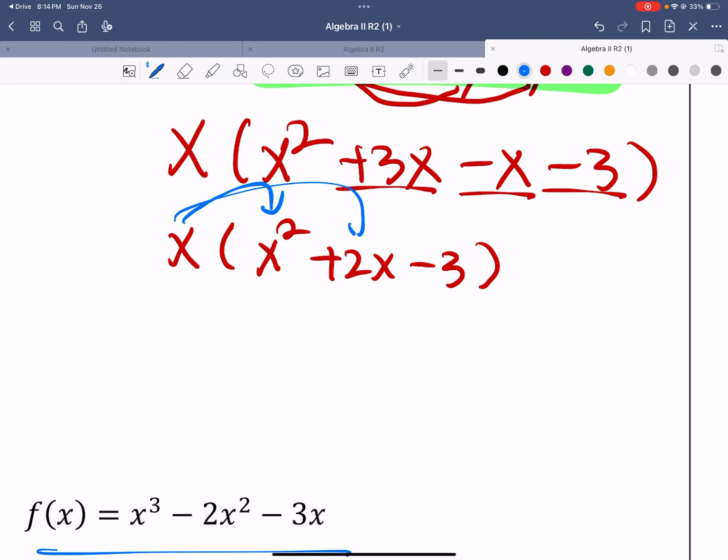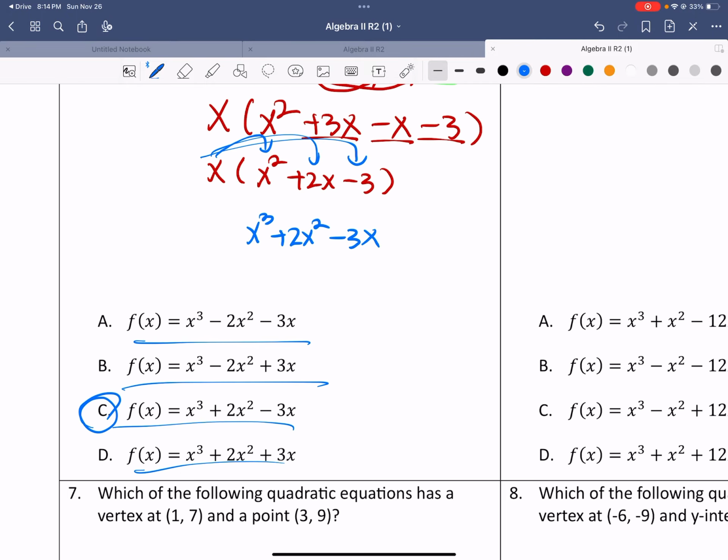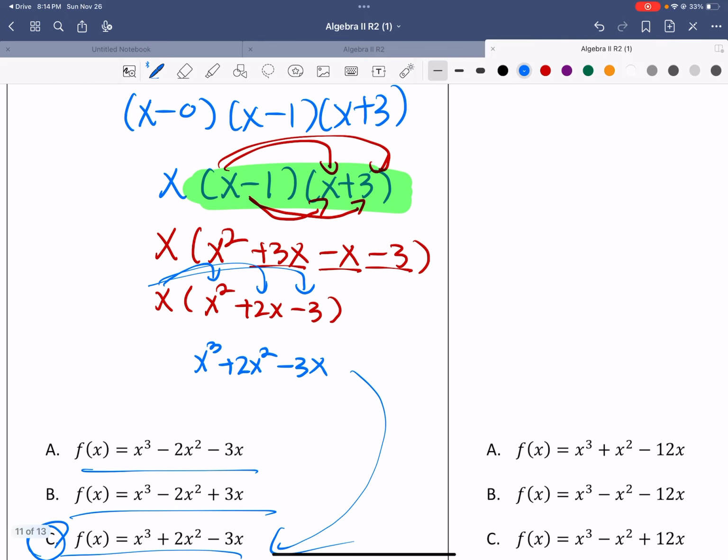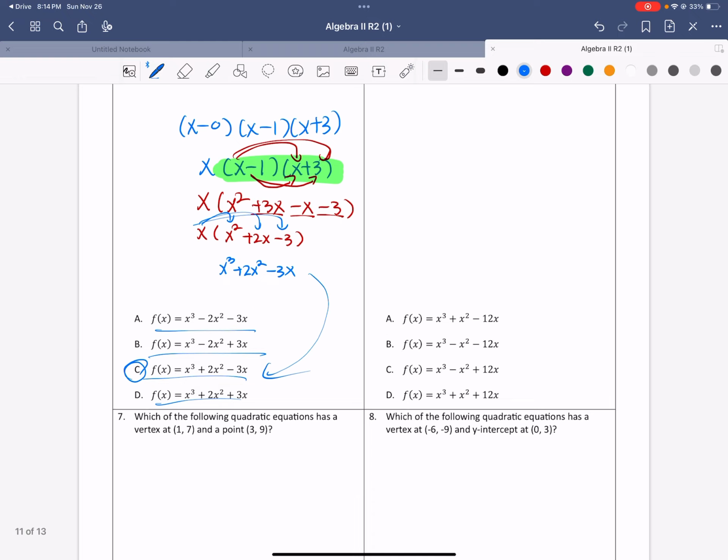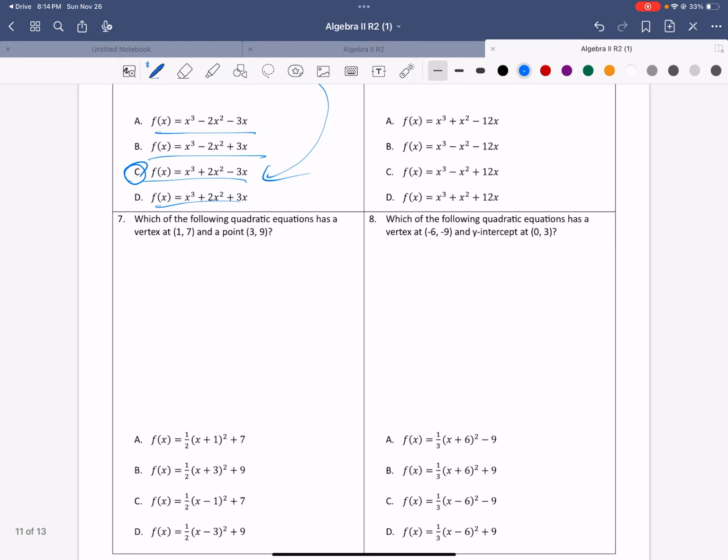And you just distribute here. So it's going to be x to the third power plus 2x squared minus 3x. So do you see this one is the same thing? That's how you do it. So it's very simple. Try question number 6 by yourself.